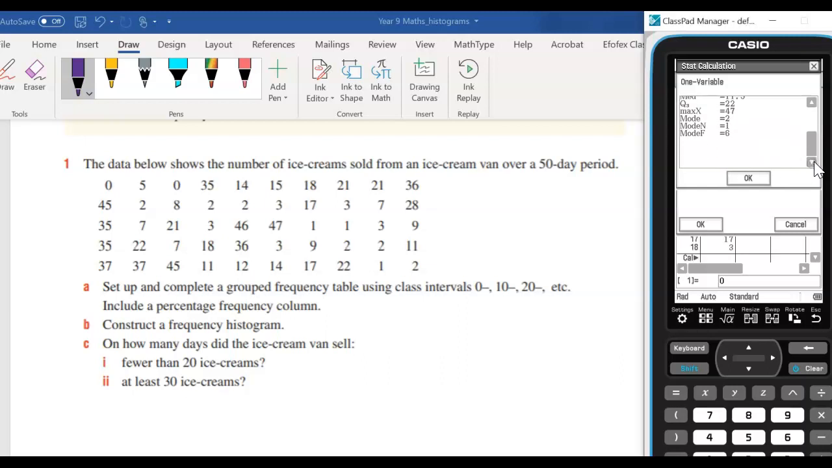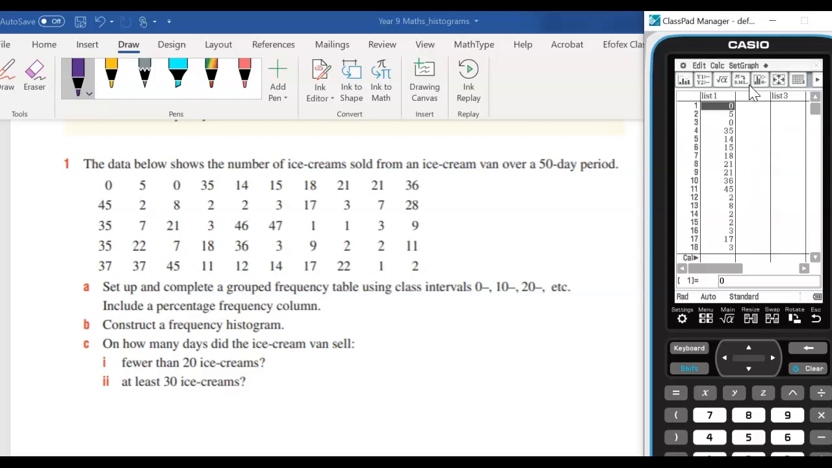Let's just scroll down and see what else it's given us. Nothing else. Okay, so from here you've got the mean, median, mode, your lower quartile, your upper quartile. You can get the interquartile range, so it's just 22 minus 3, and you can also do the range. So just a lot of data that you can get there.